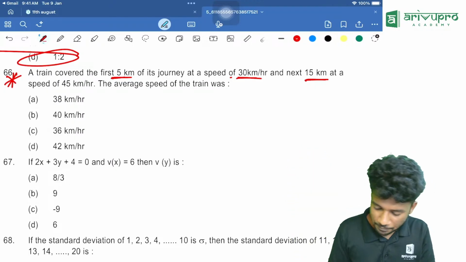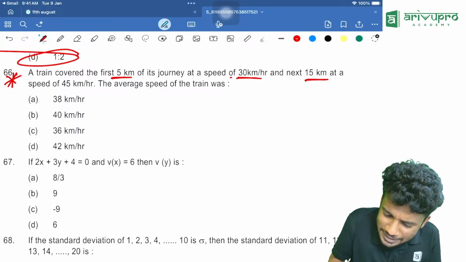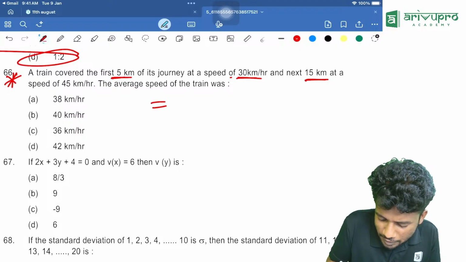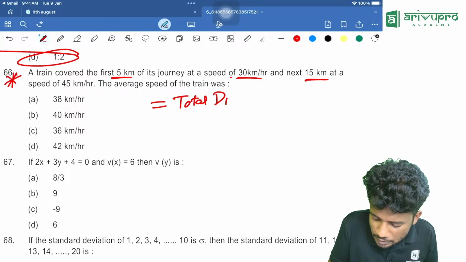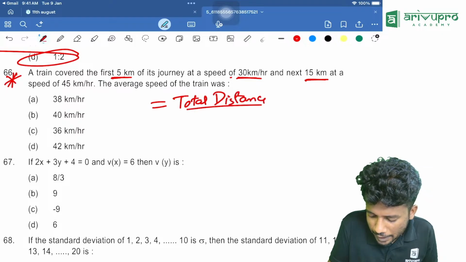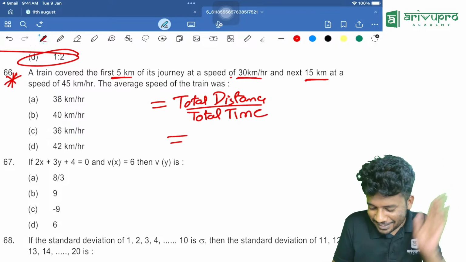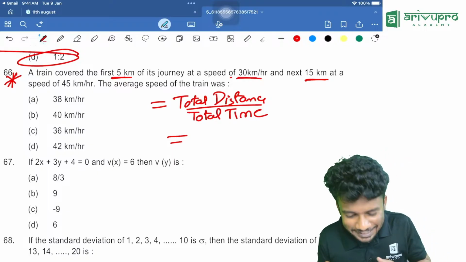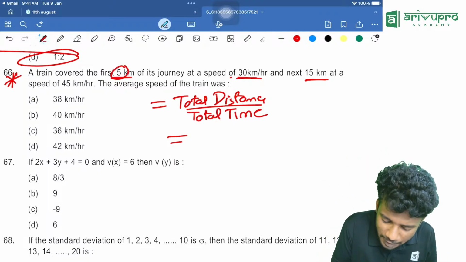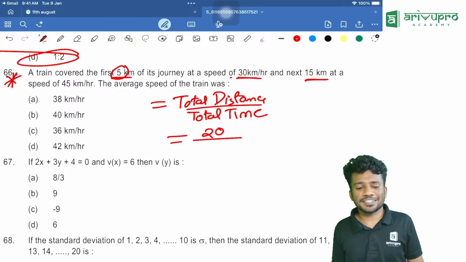So we will use our formula from 8th standard physics. What is that formula? We know that average speed is equal to total distance by total time. Yes, it is coming back. Deja vu is happening. How much is the total distance now? 5 plus 15, that is equal to 20.